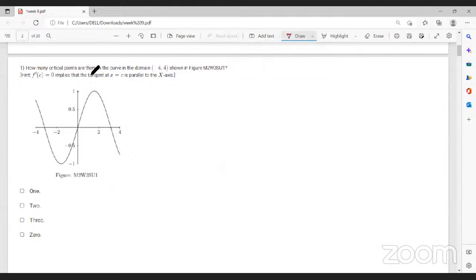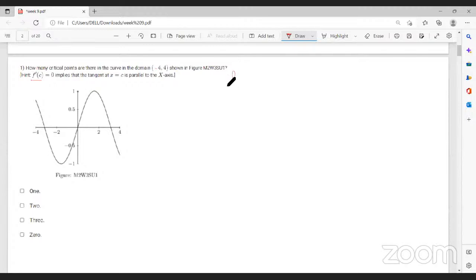How many critical points are there in the curve? We are given the domain -4 to 4 in the figure, and we have been given the hint f dash of c equals 0. So what is a critical point here first? Yes, anyone?